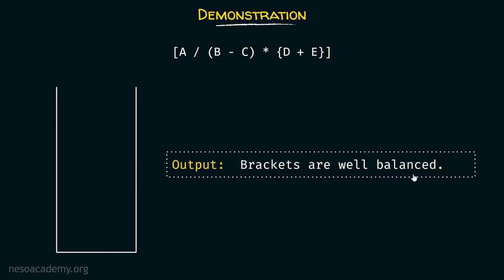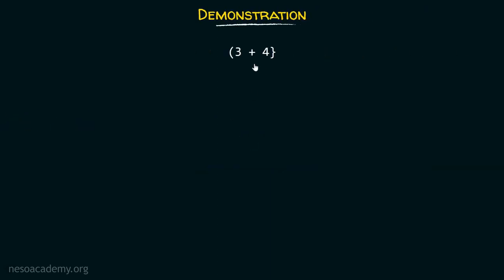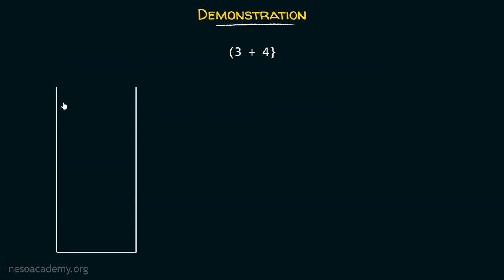Let's consider one more example to help us better understand the algorithm. What happens if we have an invalid expression? This is example 2. Let's say we have this expression with an opening round bracket and a closing curly bracket. This is a very small expression. According to the algorithm, we have to create an empty stack. Okay. First, we create this empty stack.